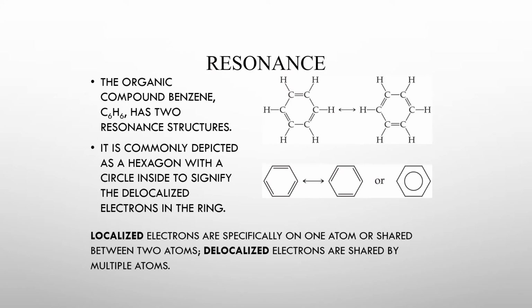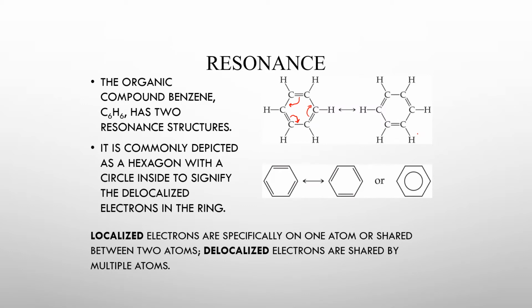One of the most important organic molecules is benzene, C6H6. It has 2 resonance structures shown to the right. You can see that it has an alternation of single and double bonds, where the double bonds simply shift their position throughout the molecule to form the other resonance form. It is commonly depicted as a hexagon, using the line angle formula that we learned earlier in the year, with a circle inside to signify the delocalized electrons shifting between the different carbon atoms.